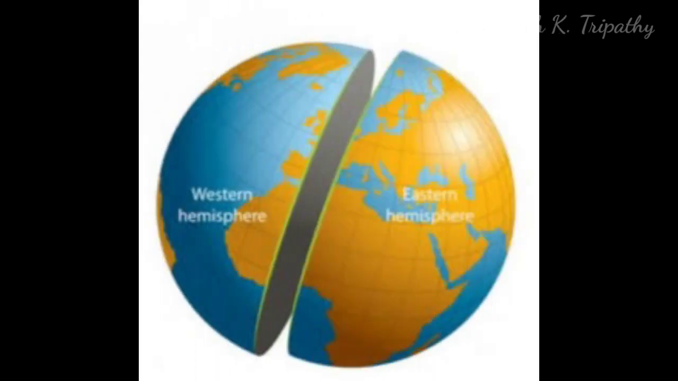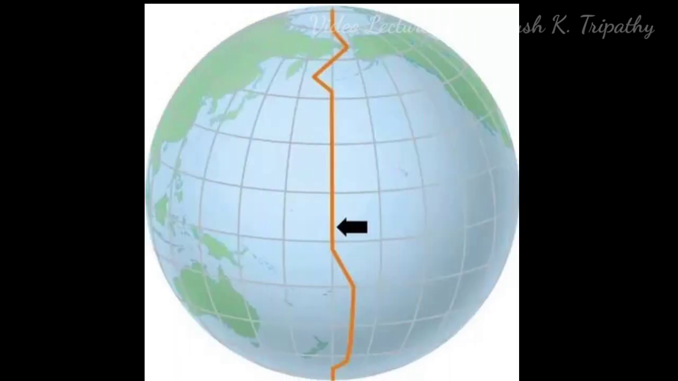Unlike latitudes, where equator is the only great circle dividing the earth into two halves, all meridians are complete circles dividing the earth into eastern and western hemispheres. Thus, the 180-degree longitude and the prime meridian together form one complete circle. The 180-degree longitude is known as the International Date Line.